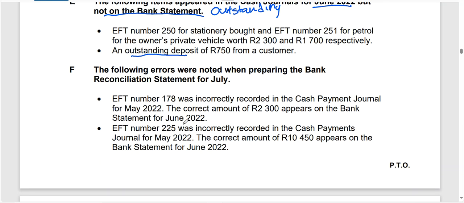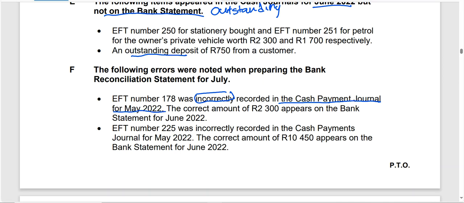Next, they are saying that the following errors were noted when preparing the reconciliation statement for July. Number one, EFT number 178 was, remember, the keyword is incorrectly recorded in the cash payment journal for May 2022.